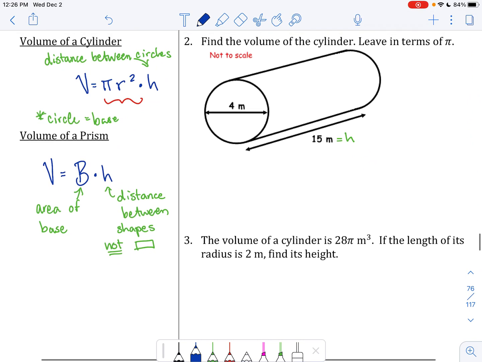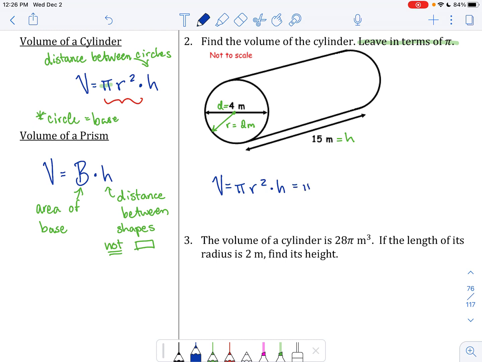If we're looking at a cylinder, as we see here, you'll notice here, and this is something I talked about last week, leave in terms of pi. That means that I should see this pi symbol in my final answer. So if I have pi r squared times h, looking at this picture, 4 doesn't represent r. 4 is equal to the diameter, which means that our radius is 2 meters.